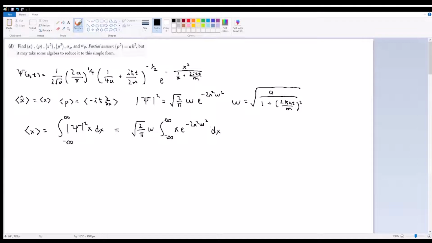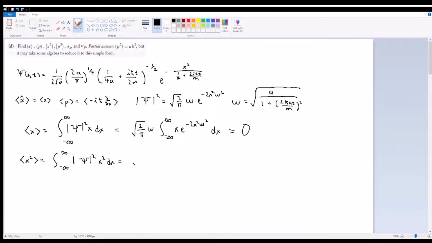Anyway, this is an even Gaussian function. X itself is an odd function. An odd function times an even function is an odd function, and a symmetric integral of any odd function is always going to be 0, so the expectation value of x is automatically just 0. The harder one, x squared, is going to be the integral from negative infinity to infinity of magnitude psi squared x squared dx.